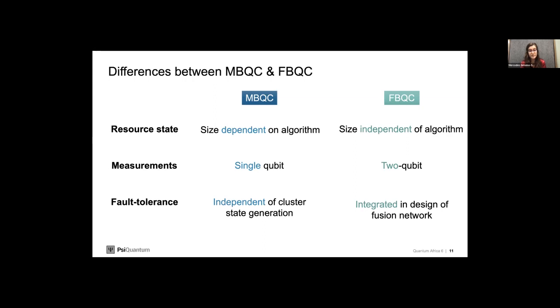Another main difference is the measurement: MBQC has single-qubit measurements, whereas in FBQC there are 2-qubit measurements. And the last one is fault tolerance, which, as I said, is integrated in the design of the fusion network in the case of fusion-based quantum computing, whereas in MBQC it is completely independent of the cluster state generation, and has to be an add-on that is put on top of the cluster state that we have already generated.